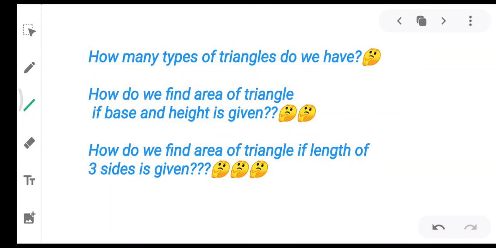Welcome back everyone. In today's session we are going to see the introduction of a new chapter. The chapter name will be revealed at the end of the chapter.